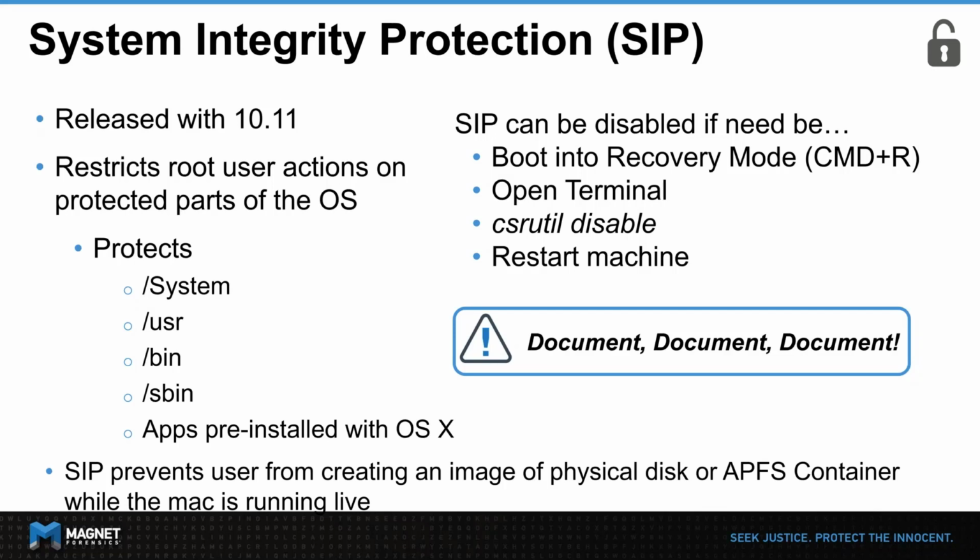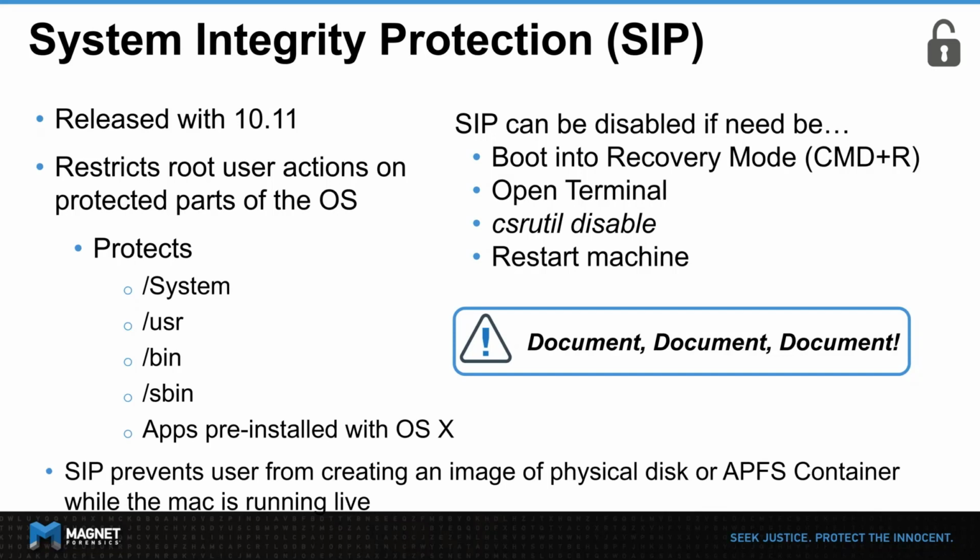Now, as you can see on the right-hand side of the screen here, SIP can be disabled. It's always worth noting, I don't really recommend doing that, especially in law enforcement, because obviously you're changing the makeup of that machine. But if you are doing some testing and you want to learn just a little bit more about macOS, it's good to be able to work through some of this and understand what you're doing while you're making changes to these machines. So something to be aware of.